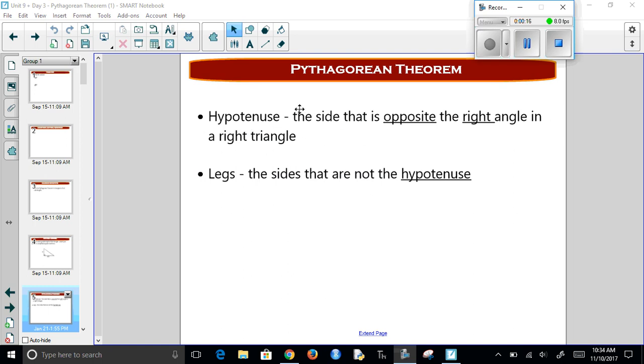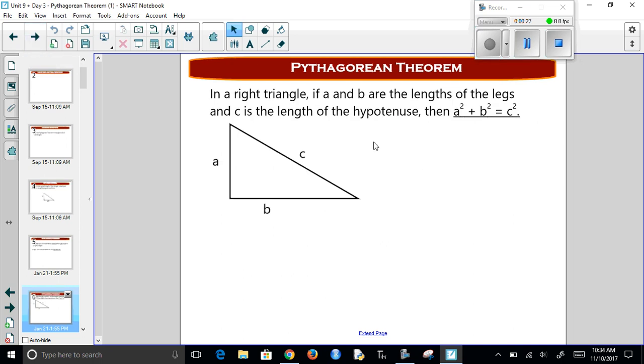The hypotenuse is always the longest side in the right triangle, and it's opposite of the right angle. The legs are just the other sides, the ones that aren't the hypotenuse. In any right triangle, a squared plus b squared is going to equal c squared. I think we know that. And c is always the hypotenuse across from the 90-degree angle.